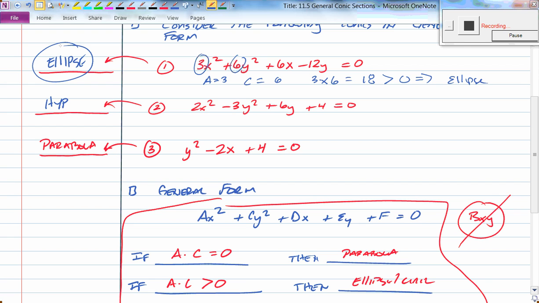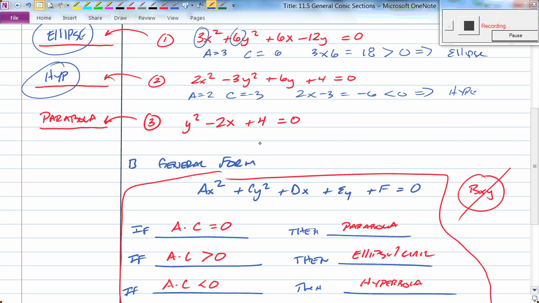Nice job. Okay, part 2. What's the value of a? 2. What's the value of c? Negative 3. Let's take the product of 2 times negative 3, and I get negative 6, which is less than 0, which implies that I must have a hyperbola, and you guys indeed were correct.